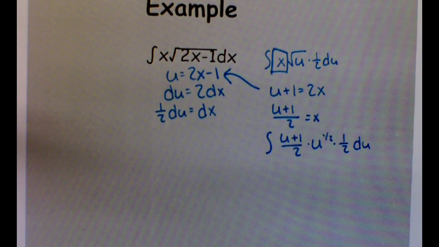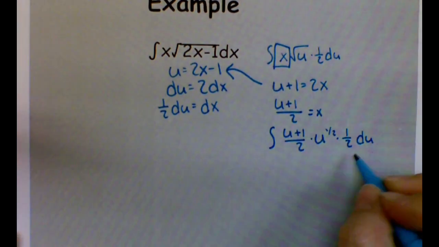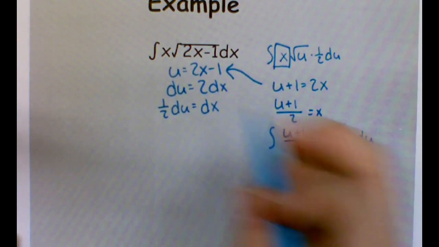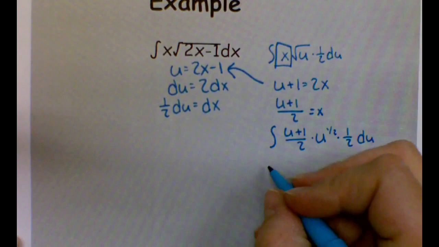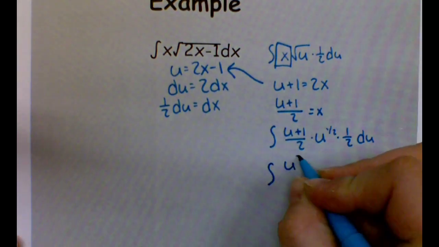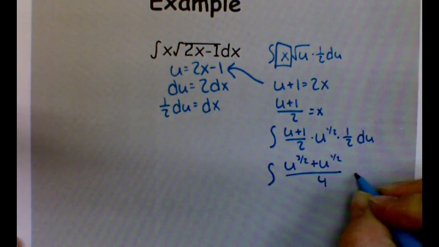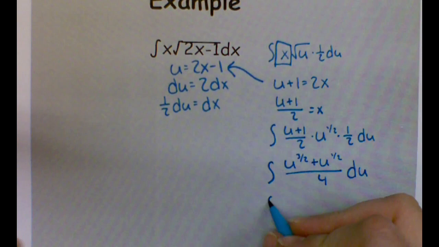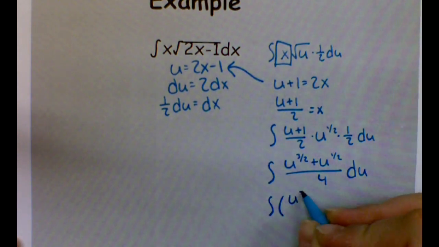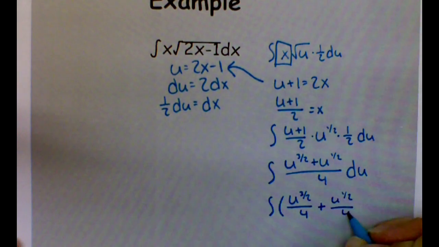Now it doesn't look that much simpler, right? I just kind of changed where the adding and multiplying type of stuff was. But we can actually combine this a little easier than this, and we can find this antiderivative easier. So I would distribute my u to the 1/2 in, which makes u to the 3/2 power plus u to the 1/2 power over 4 du. And then I can make it u to the 3/2 power over 4 plus u to the 1/2 power over 4 du.